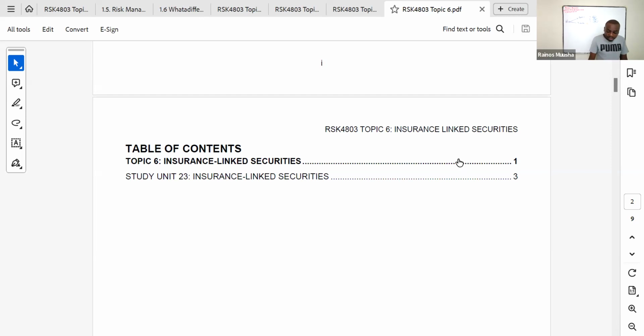So today, we are going to be looking at study unit 1.5, and after that, we will look at study unit 1.6. And I'm going to explain why I'm leaving out study units 1.1, 1.2, 1.3, and 1.4.